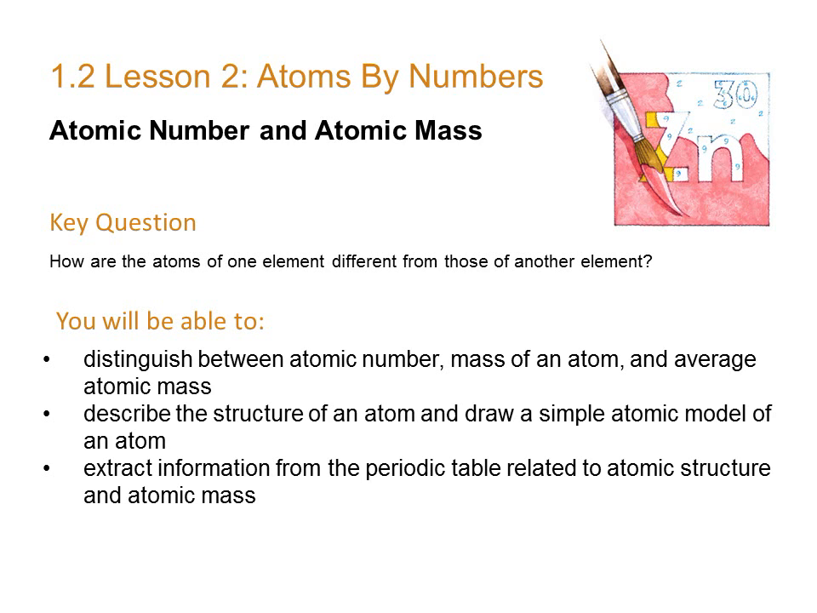Unit 1.2, Lesson 2, Atomic Number and Atomic Mass. The periodic table contains valuable information about atomic structure. Each successive element contains atoms with one more proton than the previous element. The atomic number of an element is the number of protons in an atom of that element.